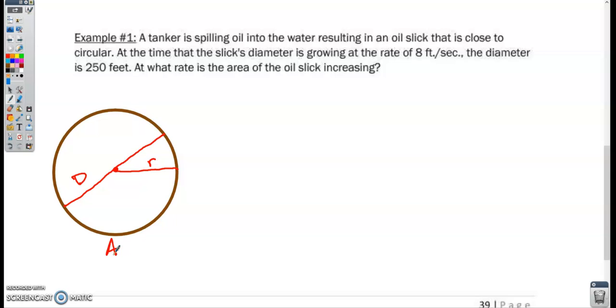So those are the variables that we have in this particular problem. We don't have anything that's constant. The diameter and the area of the circle are changing as time changes. So we don't have any constants in this particular picture.